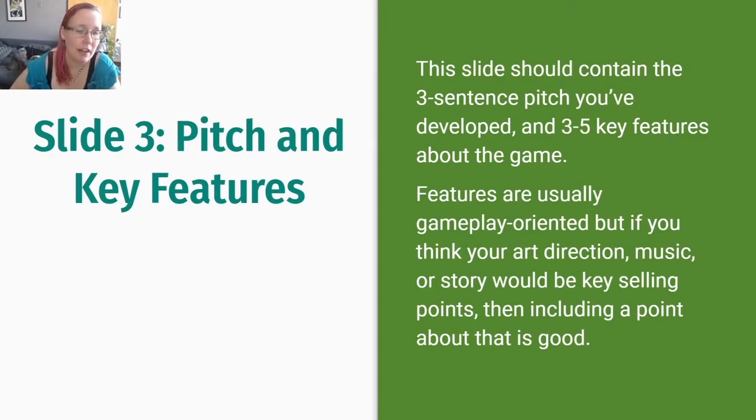Okay. Slide 3 will contain your pitch and your key features. So this will be the 3-sentence pitch that you just developed, and then 3 to 5 key features about the game. So this is where you're taking basically your core mechanics, and anything else that really stands out about your game. So the features are usually gameplay oriented, but if you think that your art direction, your music, or your story are key selling points, and they are for some of your games, then including a point about that is good.